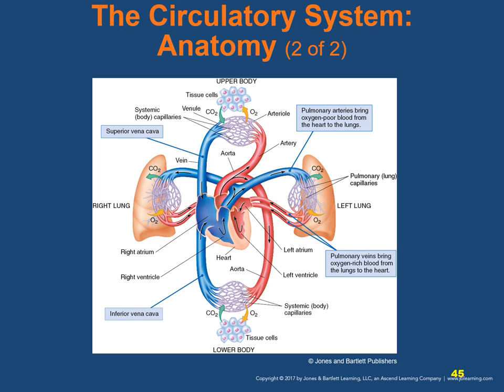Here's an example of the circulatory system, where you see oxygen-rich blood leaving in red and oxygen-poor blood returning to be reoxygenated here in blue.